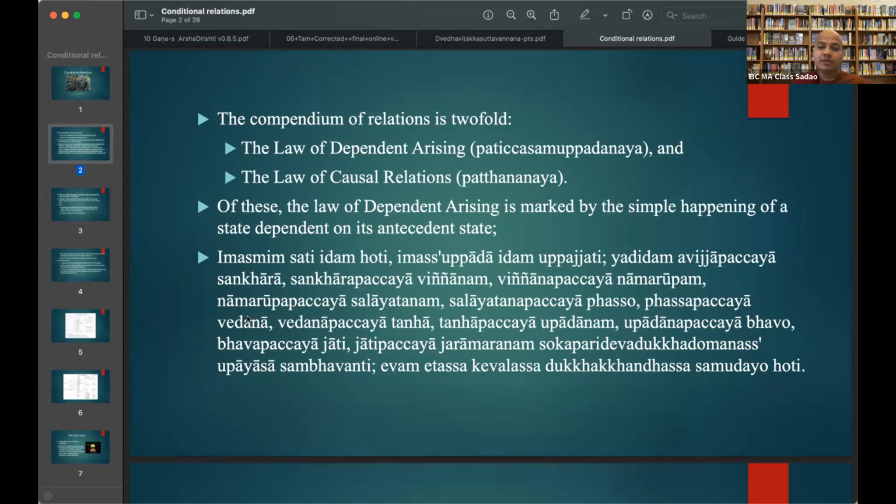Of the two, the law of dependent arising is marked by the simple happening of a state dependent on its antecedent state, as it is made clear here. So it is true for the anuloma exposition. It is also true for the patiloma exposition. And you are familiar with this formula here. Imasmim sati idam hoti, imassuppada idam uppajjati, yadidam avijja paccaya sankhara, and so on. And then the opposite is, imasmim asati idam na hoti, imassa nirodha idam nirujjhati, right?